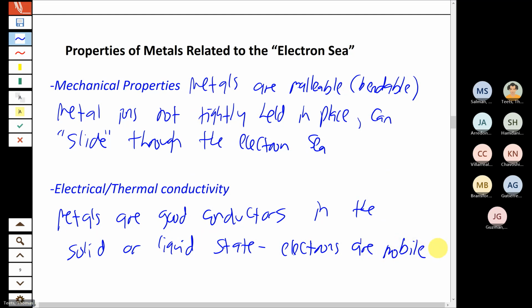All right. So that's a bit about metallic bonding and some of the properties that result from it. Any quick questions on that?